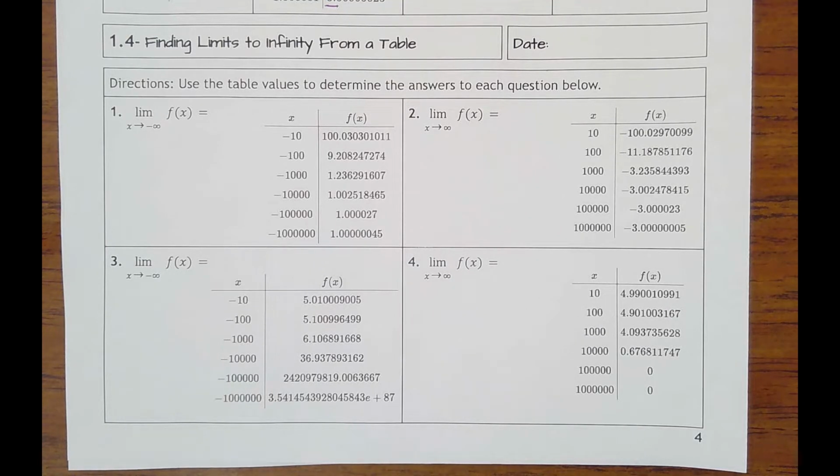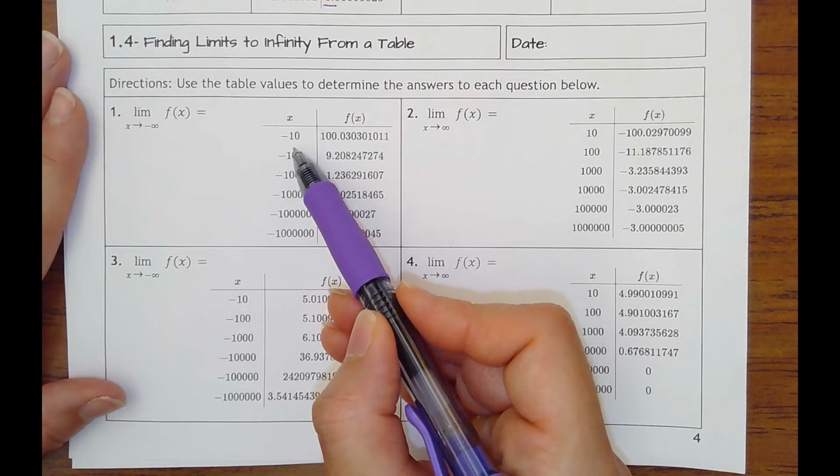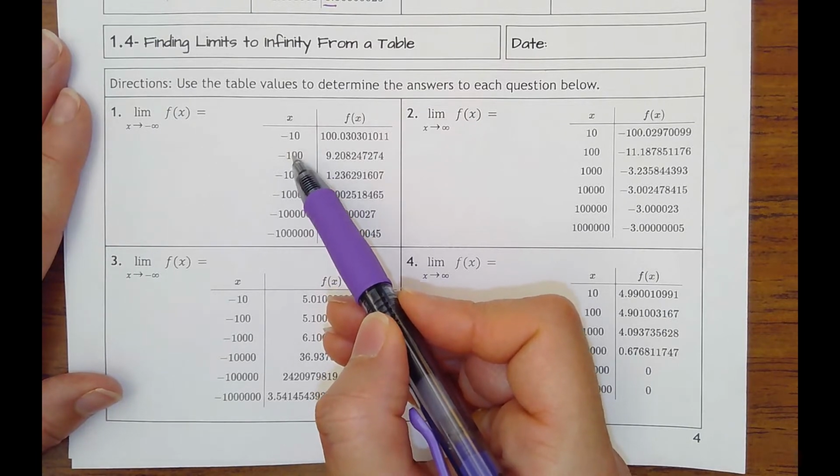Lesson 1.4, finding limits to infinity from a table. When we're going to infinity, that could go to negative infinity or positive infinity. So that means we're going to the left or to the right forever. When you're going to negative infinity, start putting in negative values and keep getting more and more negative quickly. So do powers of 10.